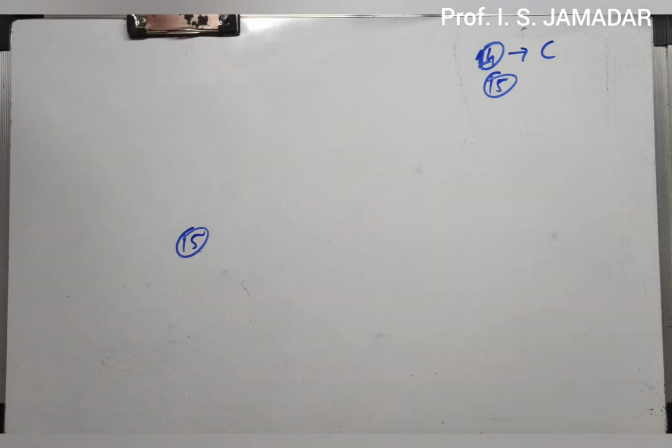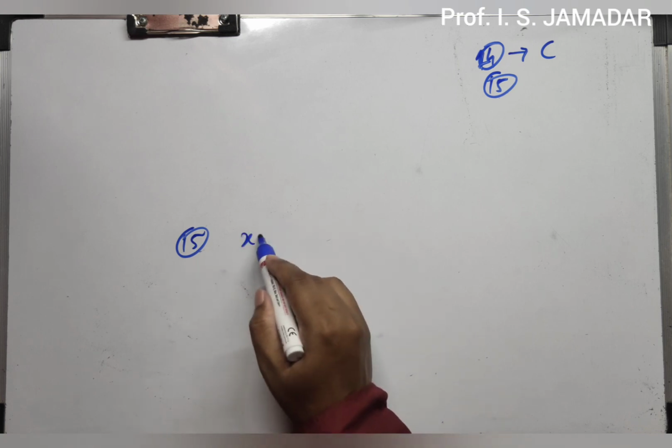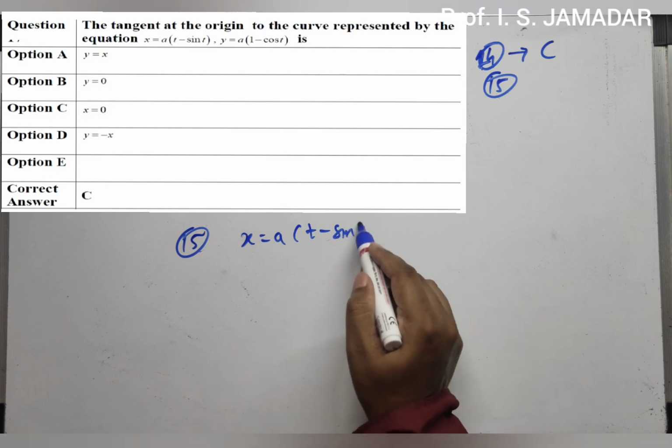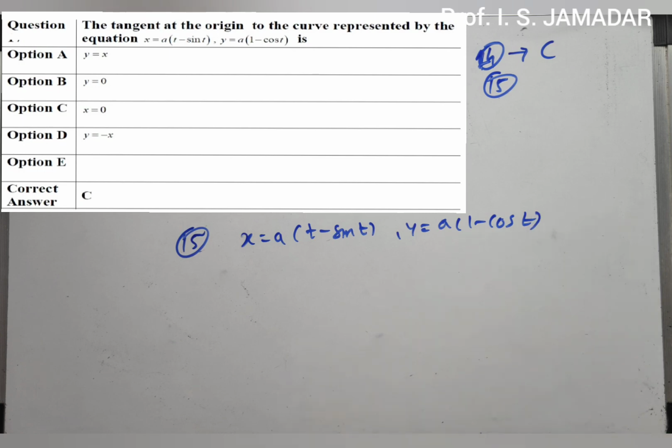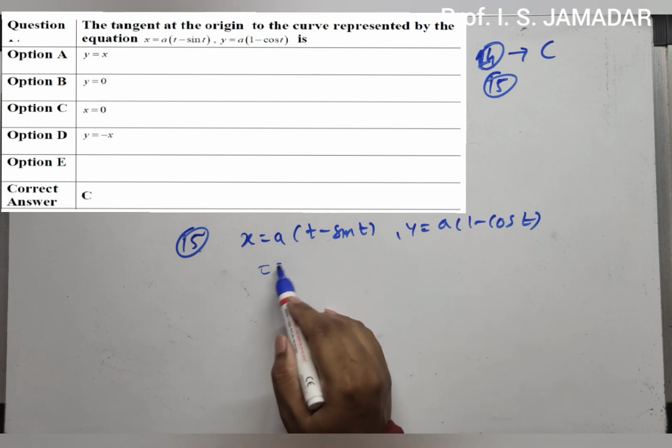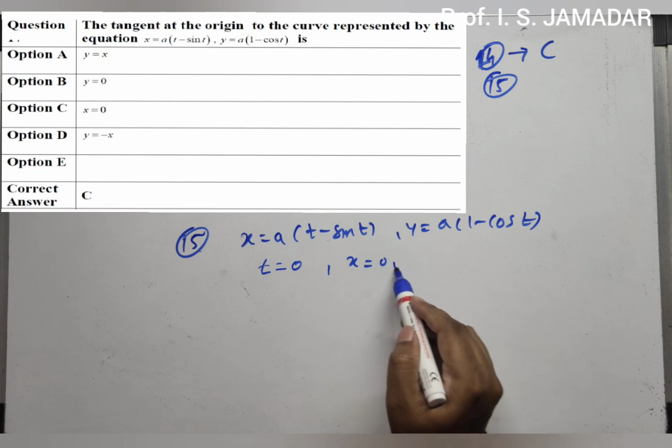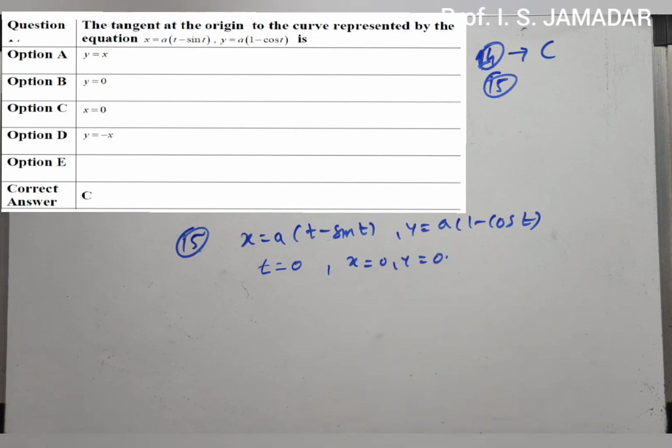Parametric curve. The tangent at origin to the curve represented by x is equal to a into t minus sin t, and y is equal to a into 1 minus cos t. The tangent at origin is what? Options are y equal to x, y equal to 0, x equal to 0, and y equal to minus x. Okay. So for which value of t are both x and y becoming 0? You can see that for t equal to 0, both x and y become 0.